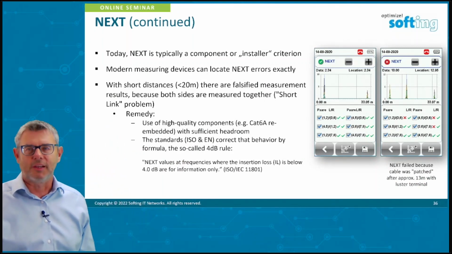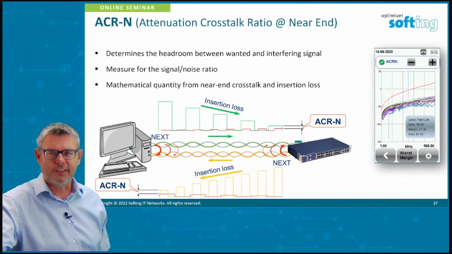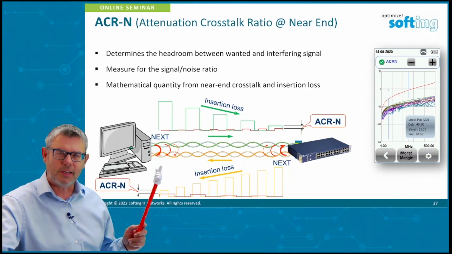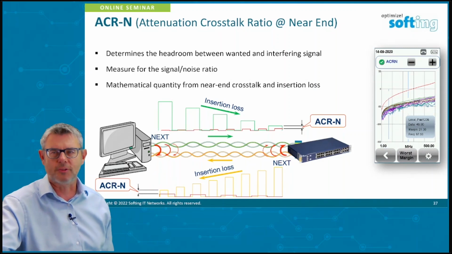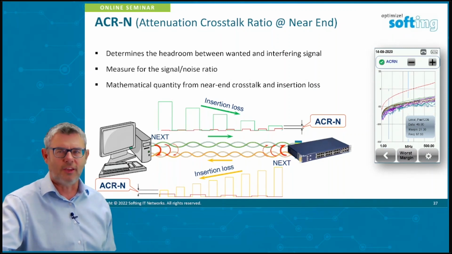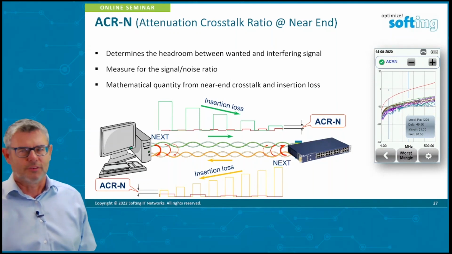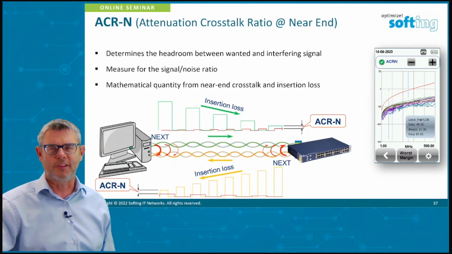Okay, that's about NEXT. The next one is ACRN. That's just a calculated parameter, attenuation crosstalk ratio at the near end. What we're doing now is making a calculation between the NEXT and the insertion loss we just measured. That's just an indication for the cable manufacturers of how good the installation is. For us as test engineers, this parameter is not interesting, because it's just a calculated parameter.